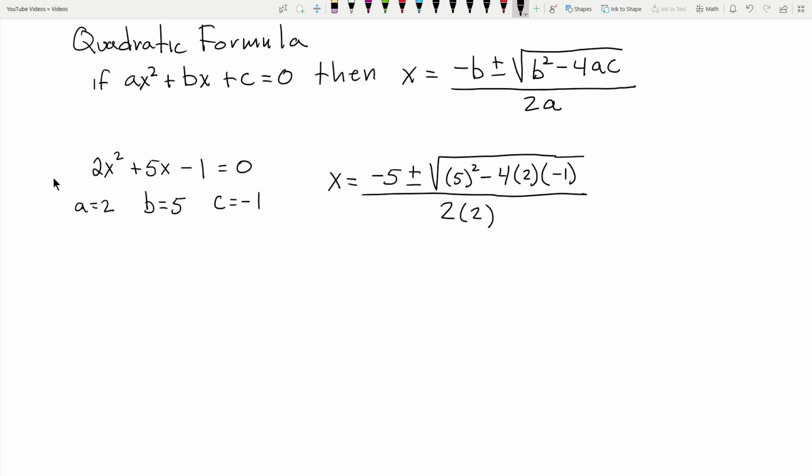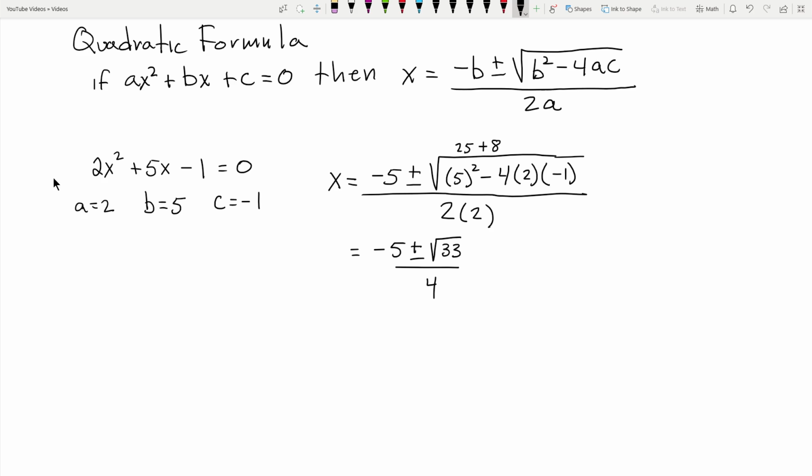Now, at this point, it's just arithmetic. So I'm going to do a little scribbling up on the top here. 5 squared is 25. 4 times 2 is 8, times negative 1 is negative 8, so that's minus a negative 8, so that's plus 8. So we get minus 5 plus or minus the square root of 25 plus 8, which is 33, over 4. Now again, 33 is not a perfect square, so I'm not getting a rational answer. I'm getting an irrational answer, but that's fine.